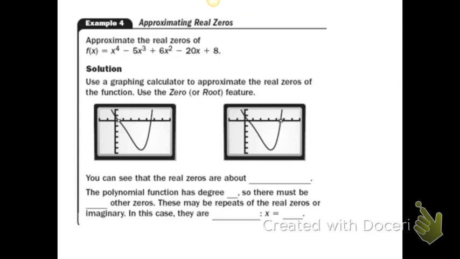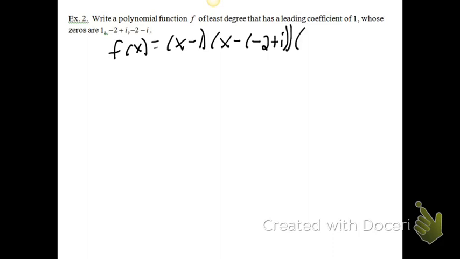So here we go. I know my factors. So I know that my factors for f of x are going to be x minus 1, x minus the zero, negative 2 plus i, and the last factor is x minus the zero, negative 2 minus i.